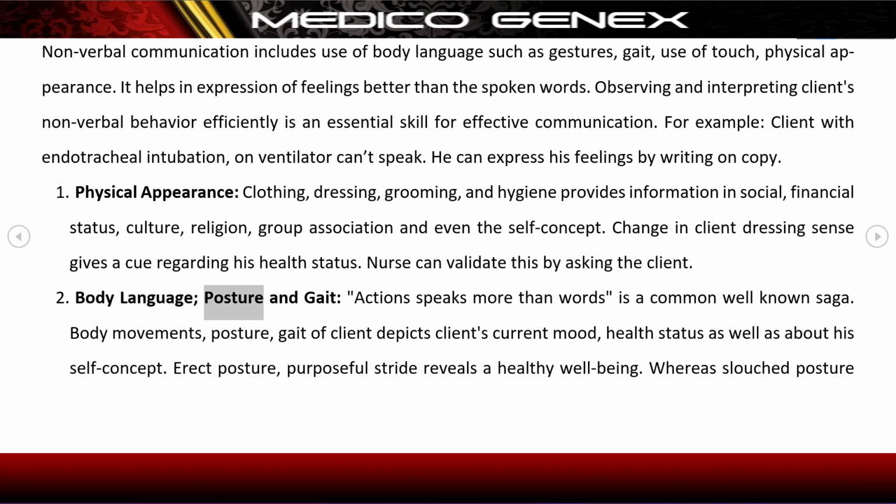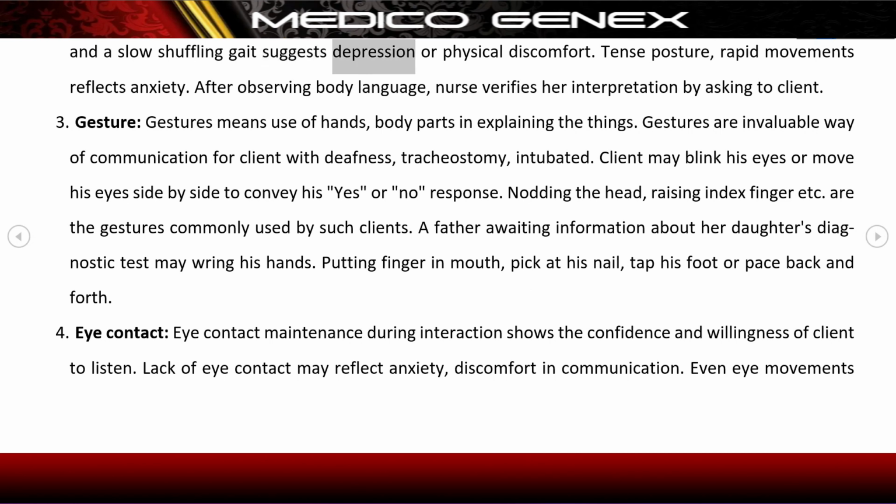Body language, posture and gait. Action speaks more than words is a common well-known saying. Body movements, posture, and gait of the client depict the client's current mood, health status, as well as his self-concept. Erect posture and purposeful stride reveal a healthy well-being, whereas slouched posture and a slow shuffling gait suggest depression or physical discomfort. Tense posture and rapid movements reflect anxiety. After observing body language, the nurse verifies her interpretation by asking the client.